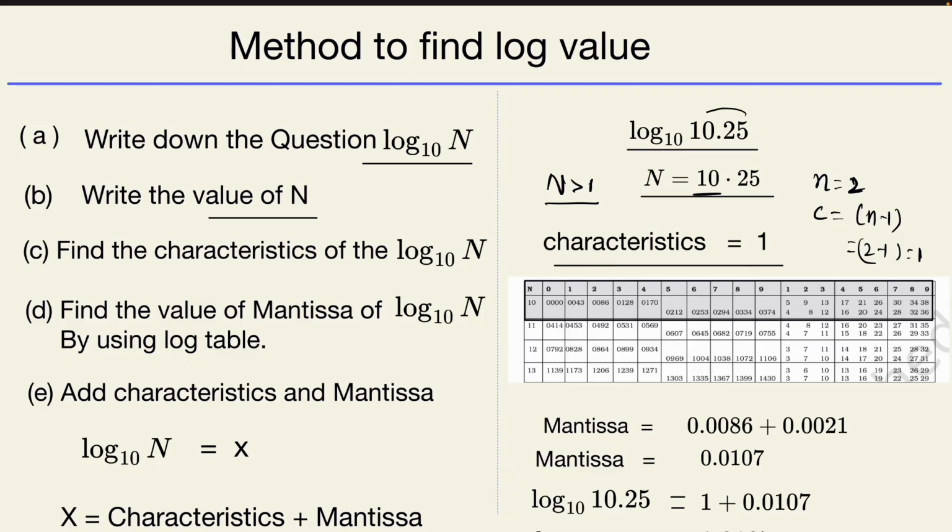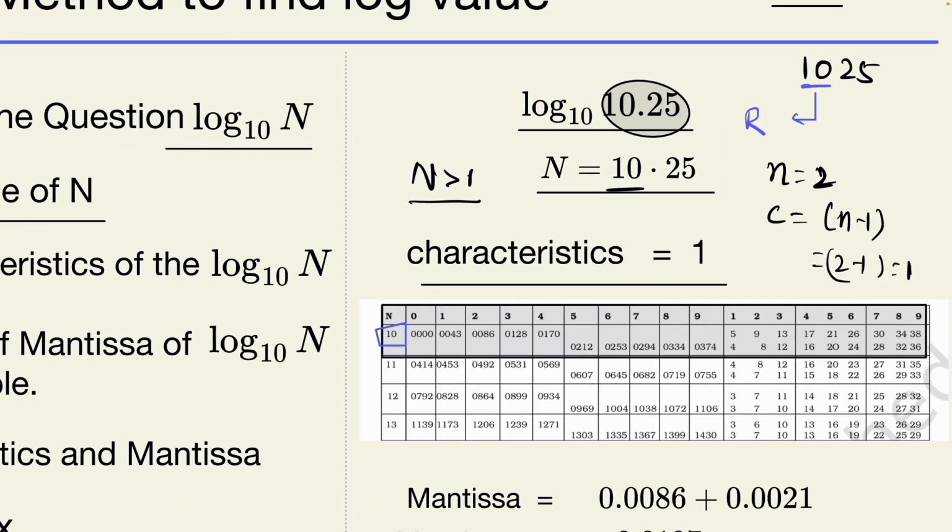So what is the value here? 10.25. So if it is 10.25, we write it without decimal. So it is 10 and then 25, no decimal. So 1025. So first two numbers represent the row. So in row, we have to go to the 10. I just zoom it. This is the 10 here. Now, this is the 2. 2 represents column. So here is the 2. What is the value for that? Value is 0086.